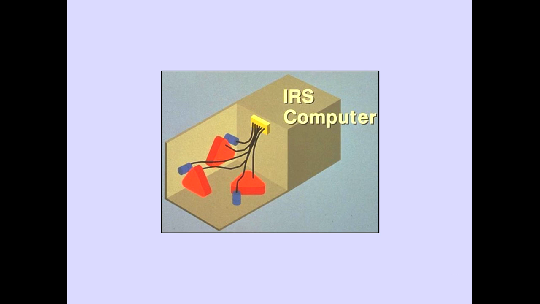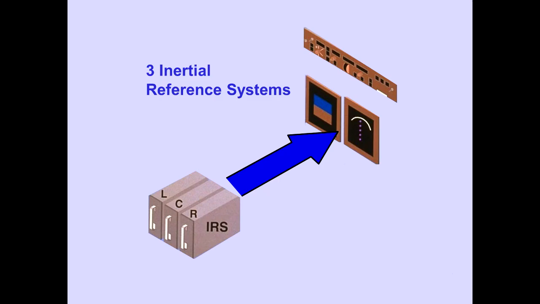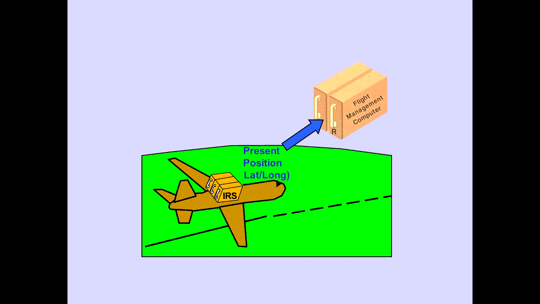The movement is then sent to an IRS computer for processing. Three inertial reference systems, left, center, and right, provide flight information to the flight instruments. The IRS also provides present position to the flight management computer in terms of current latitude and longitude.